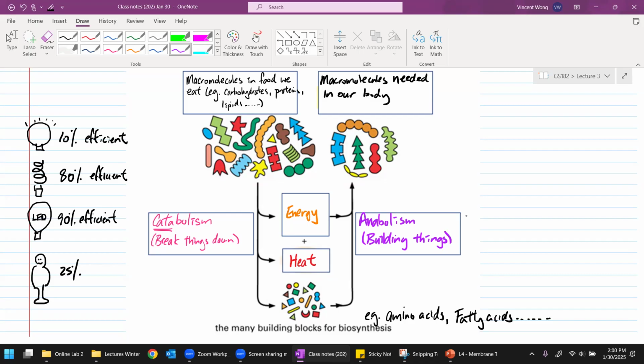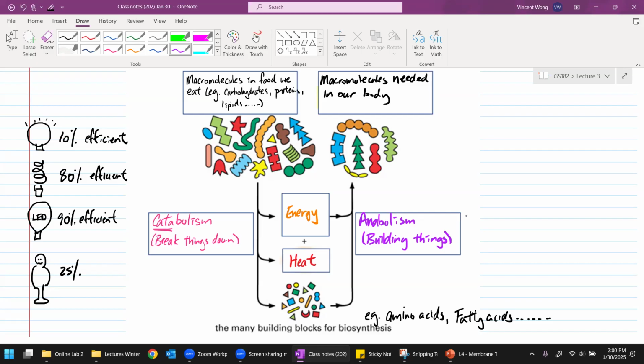So let's say you want to build insulin, which is a protein, right? You can't just eat insulin and use it. It doesn't work like that. You eat proteins from meat or soy products, then you get amino acids from it, then you build the insulin. Yes? Can you repeat one more time? Energy produced by catabolism is used to drive anabolism. Thank you.